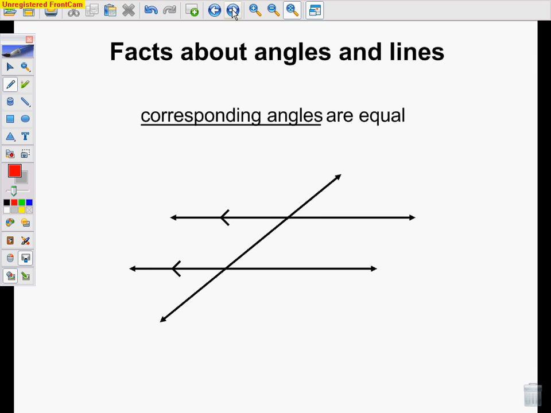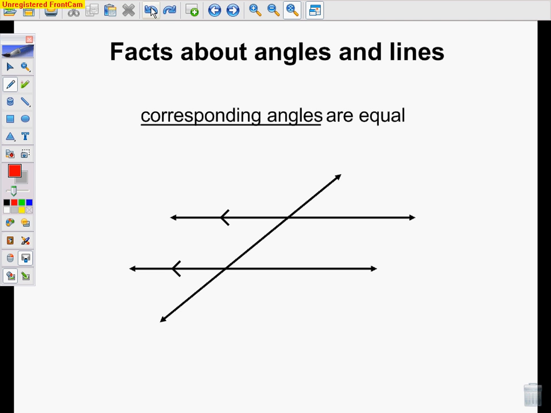All right, corresponding angles are equal. Now, corresponding angles are equal specifically when you have a transversal. This is called a transversal. It's a line that cuts between two lines. And when you have a transversal that cuts between two parallel lines, corresponding angles are going to be equal to each other. Corresponding means that they are located in the same position.